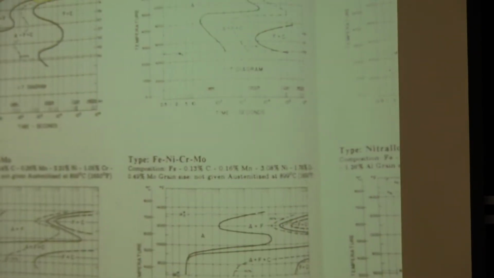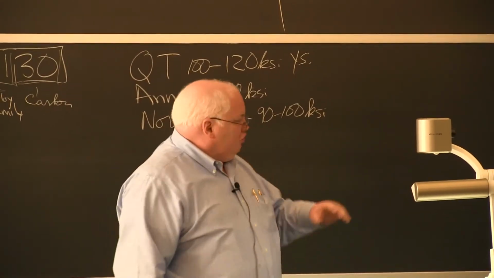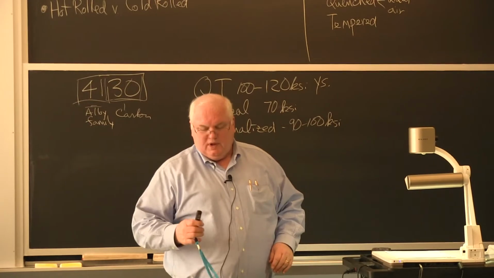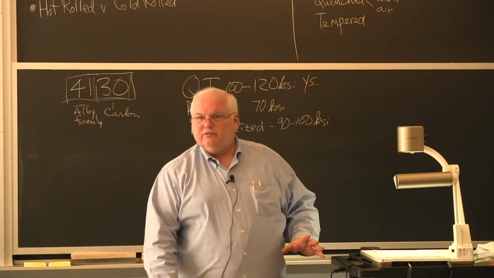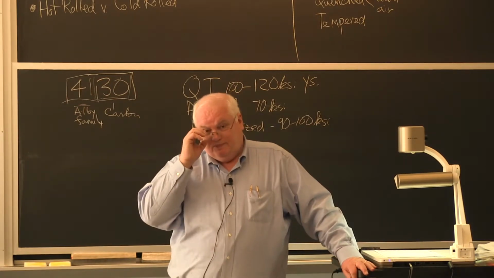So that's what I've done with 4130. I can't remember, I think it's chrome that they added to the 4130 to slow down the transformation so I can get all these wonderful phases that I would like, as a metallurgist. So I can buy the tubing in a number of different forms. So I'll tell you a story that relates sort of to welding and hydrogen embrittlement and stuff.